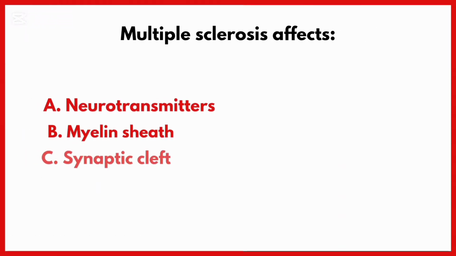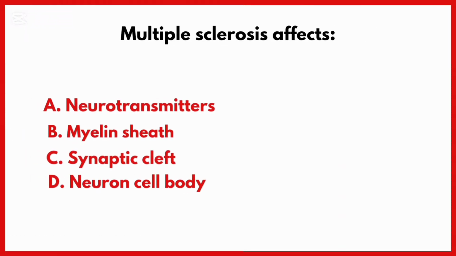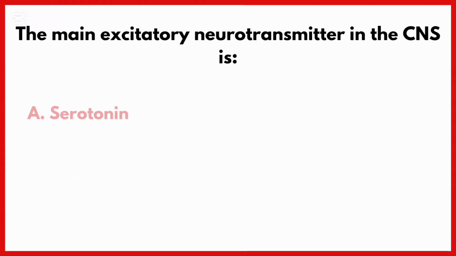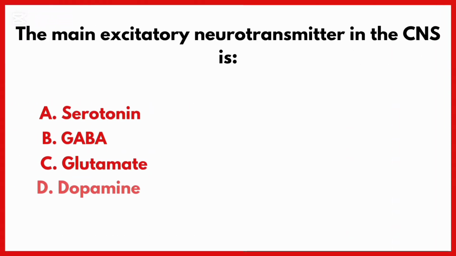Multiple sclerosis affects. Correct answer is option B, myelin sheath. The main excitatory neurotransmitter in the CNS is. Correct answer is option C, glutamate.